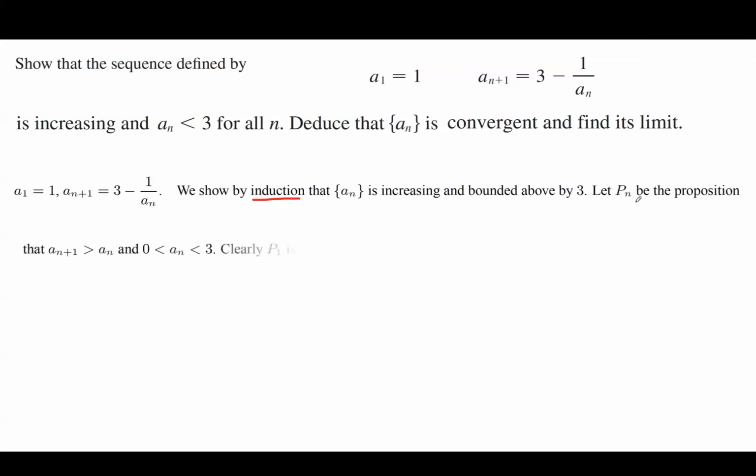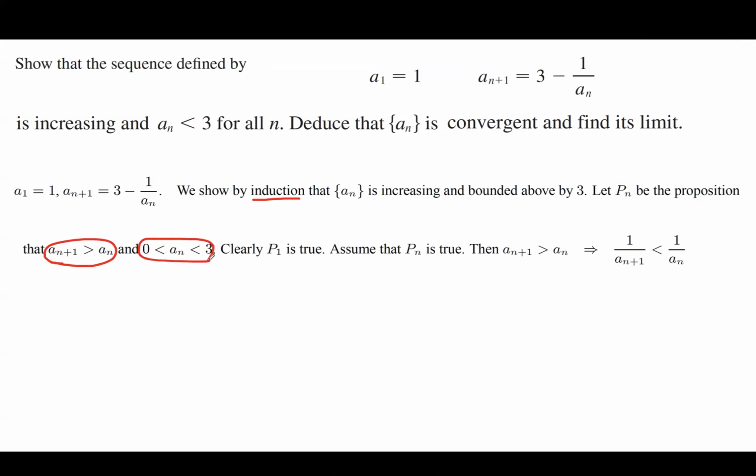Suppose Pn is the proposition that the sequence is increasing and bounded below by 0 and bounded above by 3. Obviously, P1 is true. Why is that? Because P1 says a1 is equal to 1 and 1 is bounded between 0 and 3, which is absolutely fine. And a2, which is equal to 3 minus 1, is 2. So 2 is more than 1. And of course, a1, which is 1, is bounded between 0 and 3. This is your very first step.